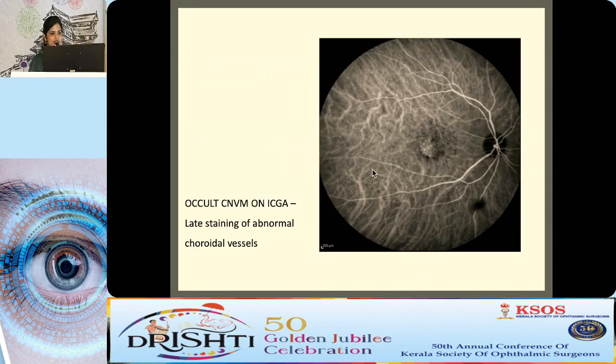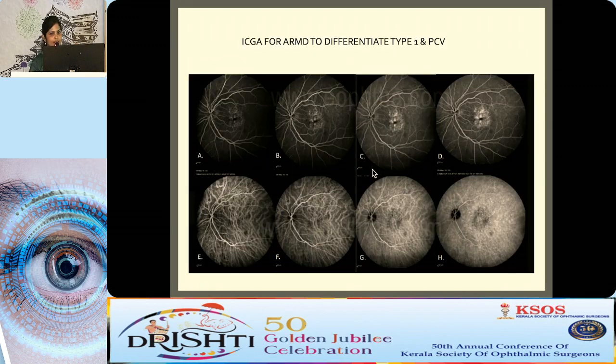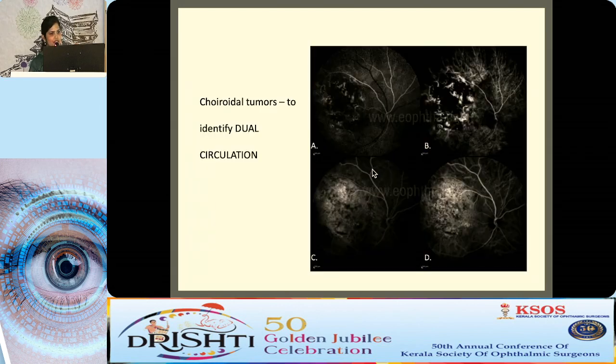So how does an occult CNVM look on ICG? Late staining of the abnormal choroidal vessels. ICG is used in ARMD to differentiate type 1 CNV and PCV. It is also used in choroidal tumors to identify the dual circulation. We can see the dual circulation in pictures C and D.